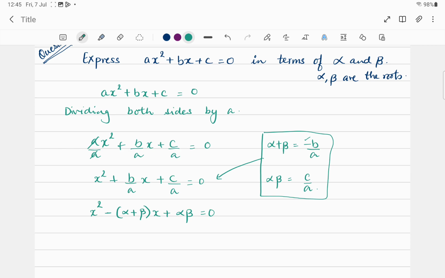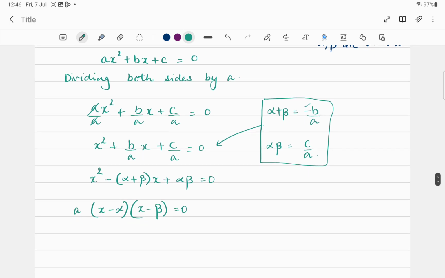Yeah, and now we can write it into two brackets. So we have a as common, or because we divided by a, it doesn't matter, we can have a common. We will have a times x minus alpha and x minus beta is equal to 0. Does that make sense? So now we have converted that entire thing into alpha and beta.